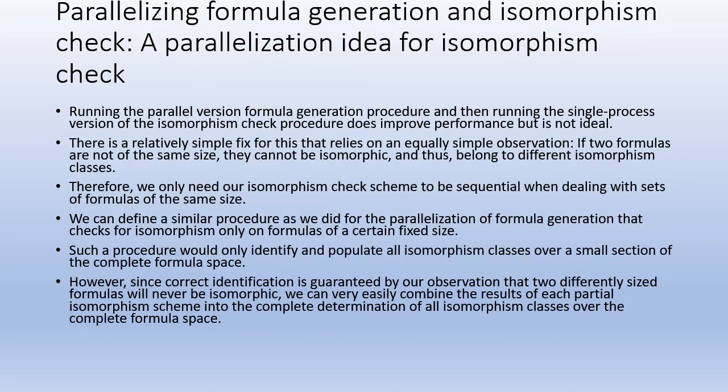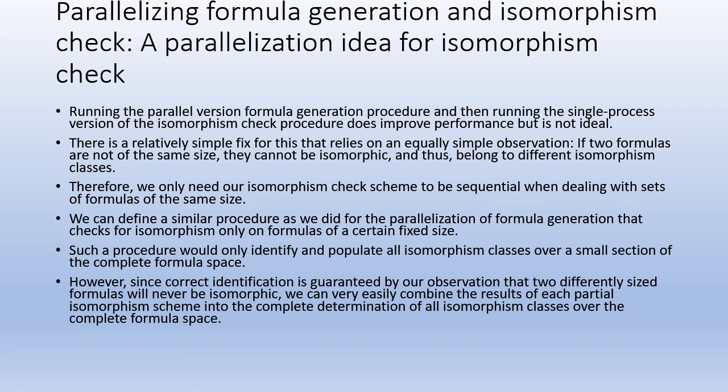Running the parallel version formula generation procedure and then running the single process version of the isomorphism check procedure does in fact improve performance, but it is not ideal. There is, however, a relatively simple fix for this that relies on an equally simple observation. If two formulas are not of the same size, they cannot be isomorphic, and thus belong to different isomorphism classes. Therefore, we only need our isomorphism check to be sequential when dealing with sets of formulas of the same size.